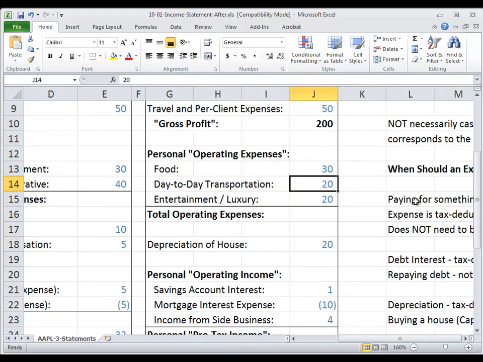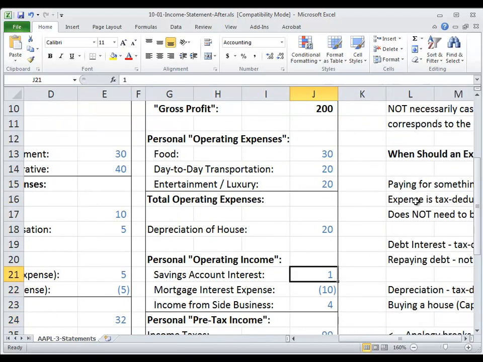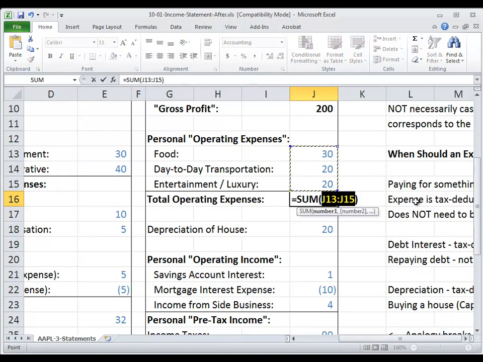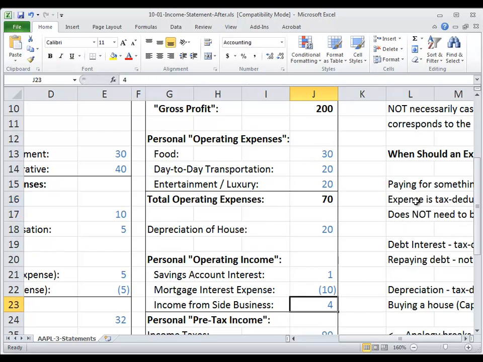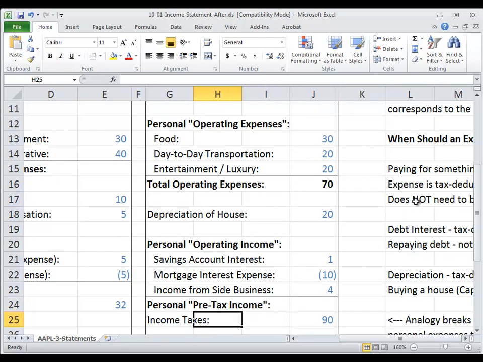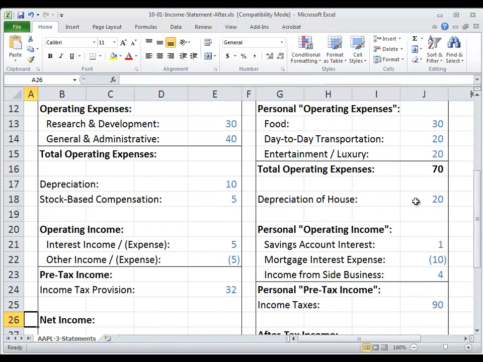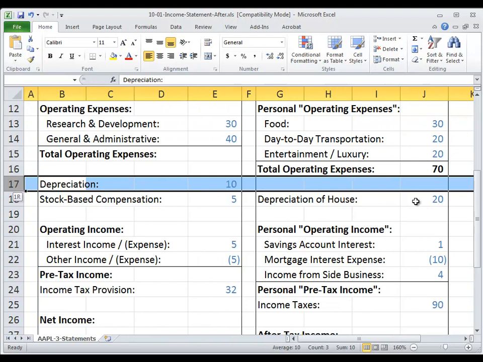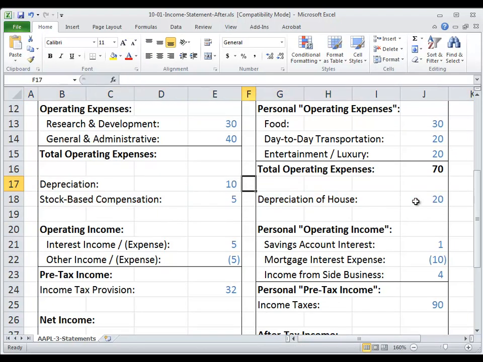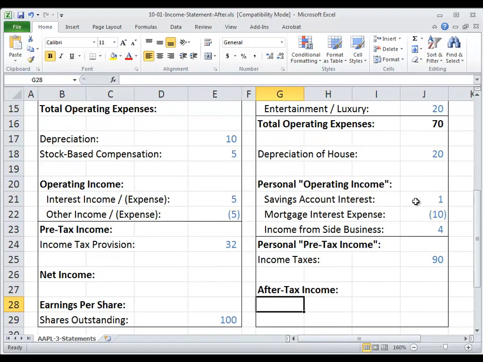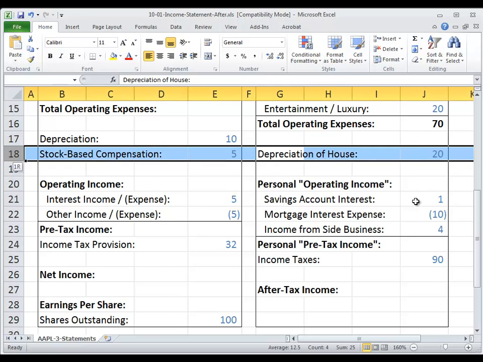So for a person, an individual here, we can add up the total operating expenses. I'm going to press Alt equals in Excel to do that. We get the summation right there. And then we have a couple other items before we get to the after-tax income. So for a company, we have these two items, depreciation and stock-based compensation. And then for our personal income statement, we have this item, depreciation of house. What do these items mean?